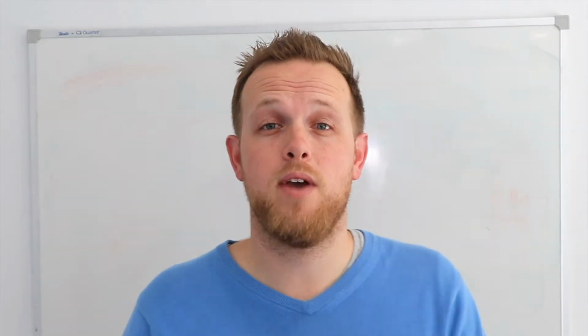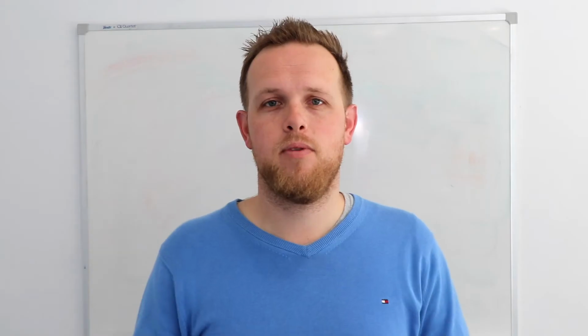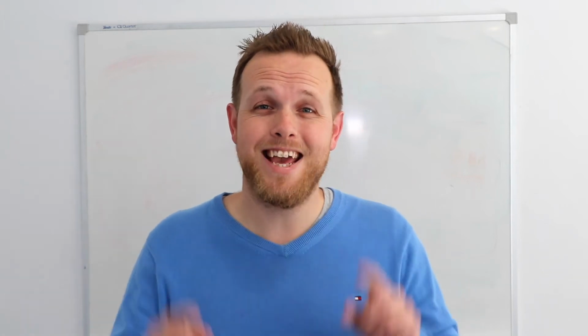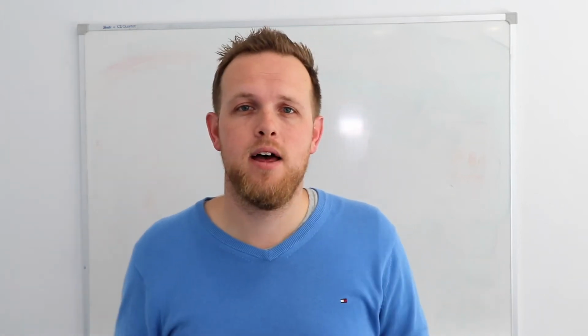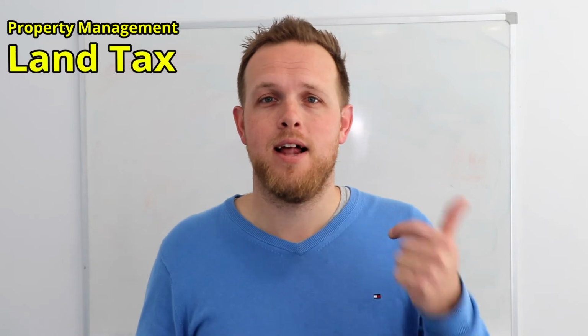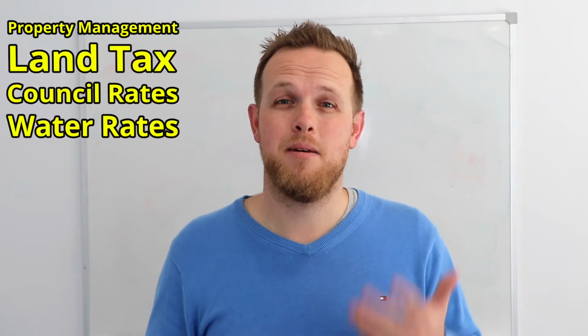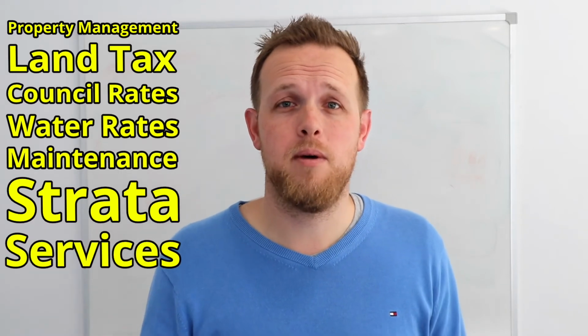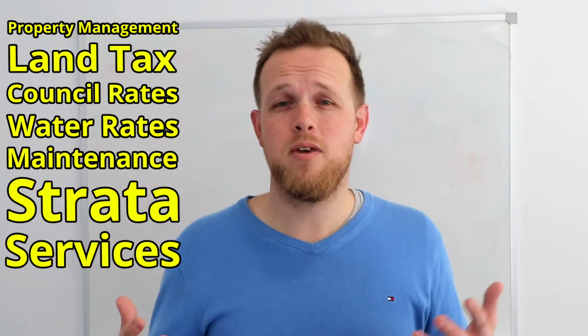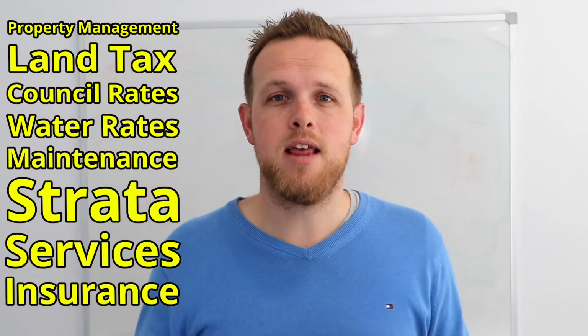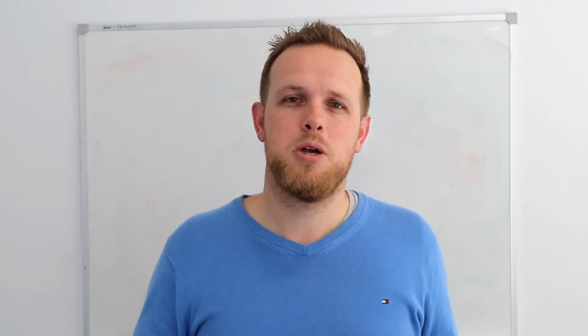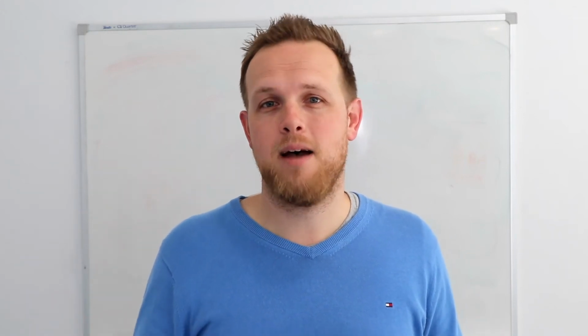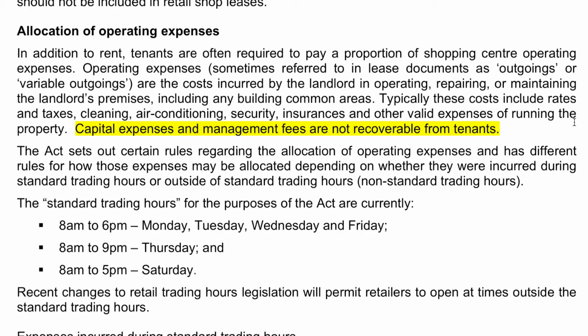And this gets me onto the next thing I want to talk about, which is outgoings, or VOs, which is short for variable outgoings. This includes all the expenses of holding the property, excluding interest, which we'll talk about later. So basically property management fees, land tax, rates, water rates, maintenance, strata fees, any servicing with the building such as the fire equipment or the air conditioning, almost anything which you can think of, insurances, is generally a part of the outgoings budget. Now, there are some exceptions under retail leases where in some states, or almost all states, you can't charge property management fees.